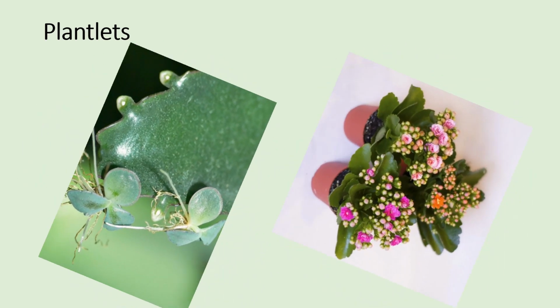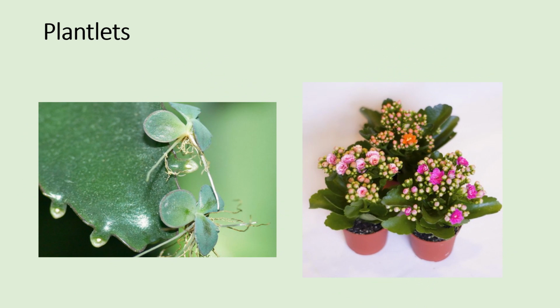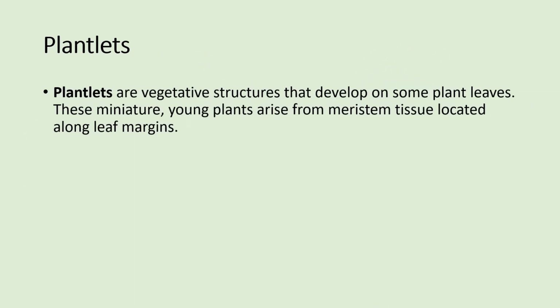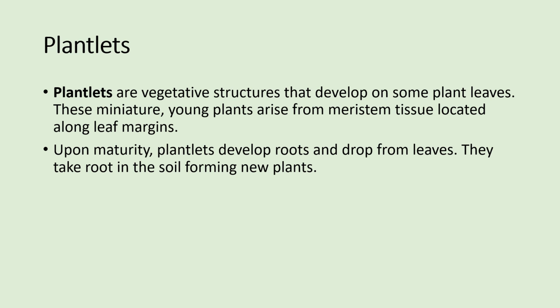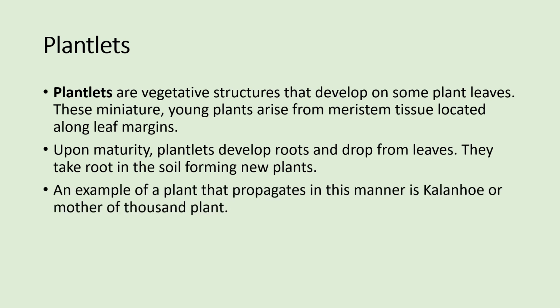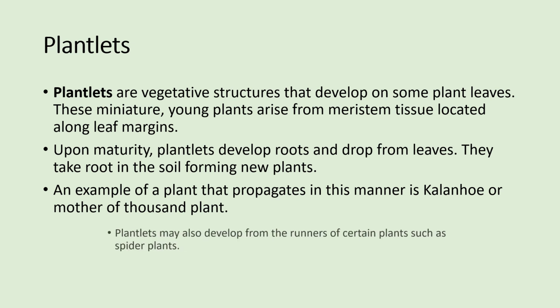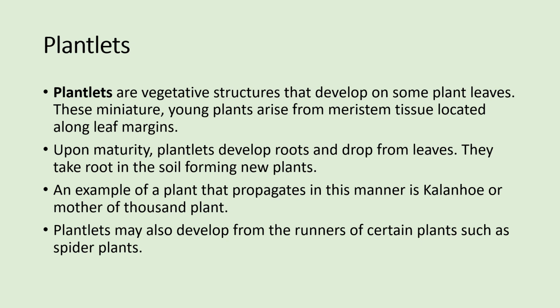Plantlets. Plantlets are vegetative structures that develop on some plant leaves. These miniature, young plants arise from meristem tissue located along leaf margins. Upon maturity, plantlets develop roots and drop from leaves. They take root in the soil, forming new plants. An example of a plant that propagates in this manner is Kalanchoe, or mother of thousands plant. Plantlets may also develop from the runners of certain plants such as spider plants.